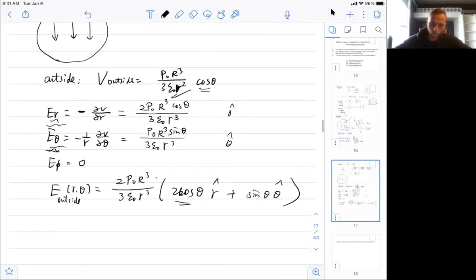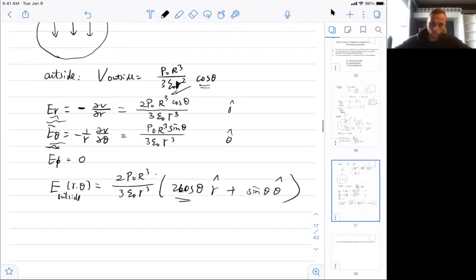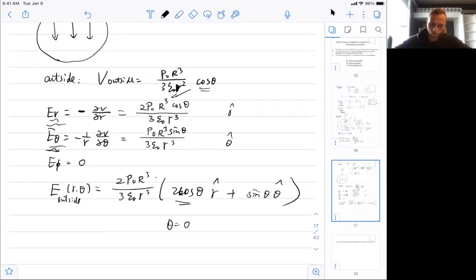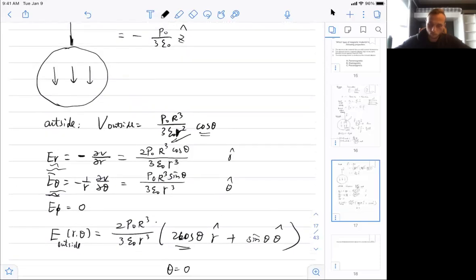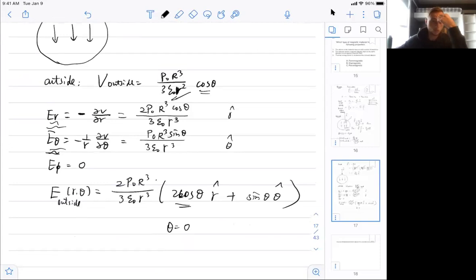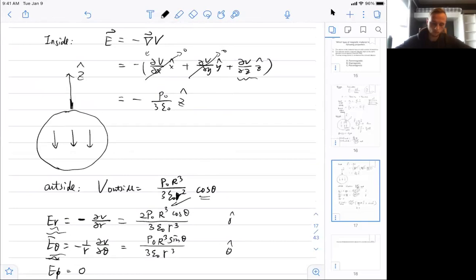Okay, so previously you recall how we drew this E field. We picked a few special points. For example, we can pick theta equals 0. When theta equals 0, it is right here. Cosine theta is 1, sine theta is 0, so you're only going to end up with an r hat direction. So outside at this position, E is in the r hat direction, going out like that. Down here it is going to be in this direction.